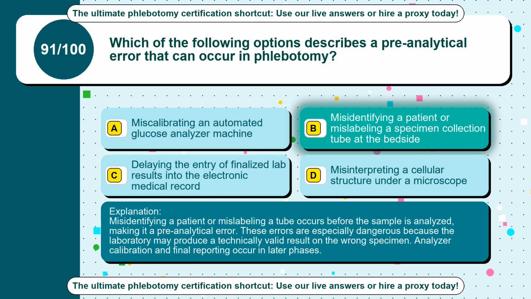Misidentifying a patient or mislabeling a tube occurs before the sample is analyzed, making it a pre-analytical error. These errors are especially dangerous because the laboratory may produce a technically valid result on the wrong specimen. Analyzer calibration and final reporting occur in later phases.